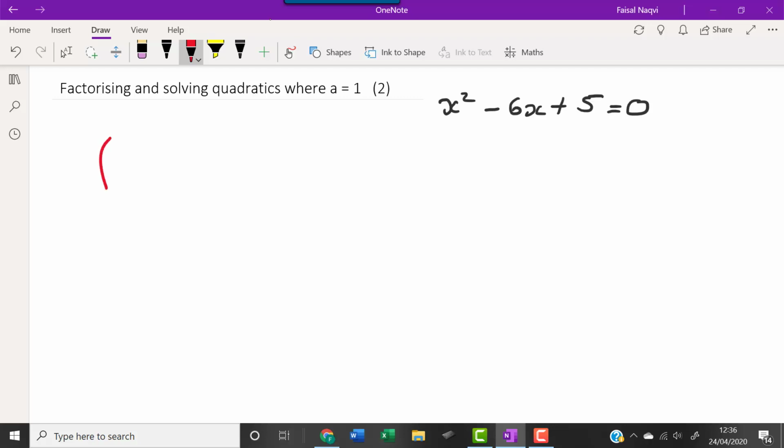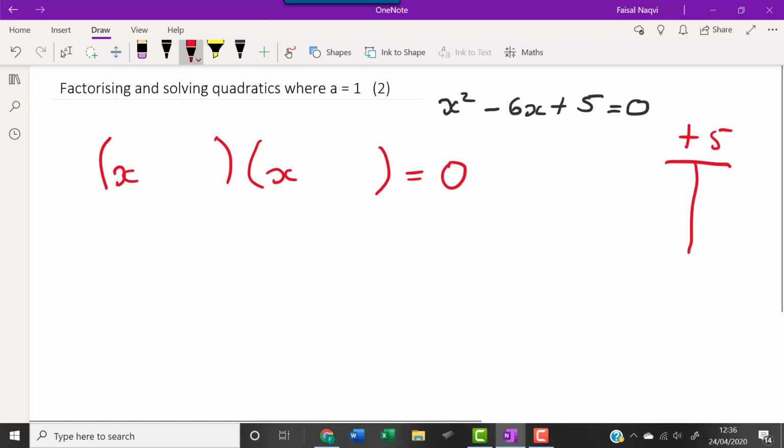Now again, I just open up my two brackets as we did in the previous example. Because I'm solving it, I've also got to put it equal to 0. I'm putting my x at the beginning of each bracket, and then I take my plus 5. The two questions I ask: which two numbers multiply together to give me plus 5, but add together to give me minus 6?